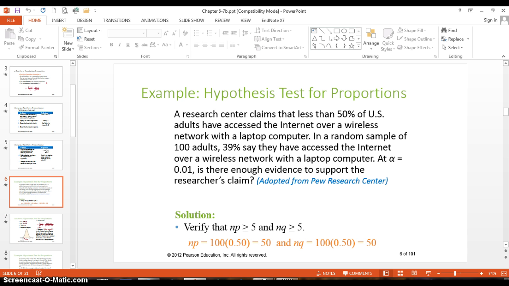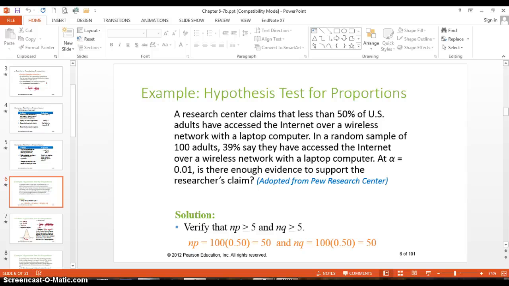So here's a problem. A research center claims that less than 50% of US adults have accessed the internet over a wireless network with a laptop computer. In a random sample of 100 adults, 39% say they have accessed the internet over a wireless network with a laptop. At an alpha level of 0.01, is there enough evidence to support the researcher's claim?